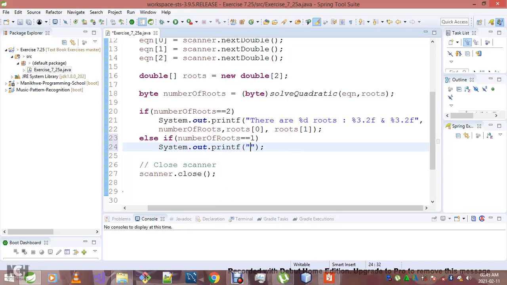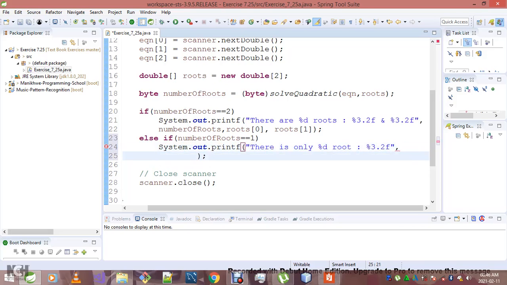Oops. There is only roots. .2f. Again, I need a percentage here. Okay, what else?